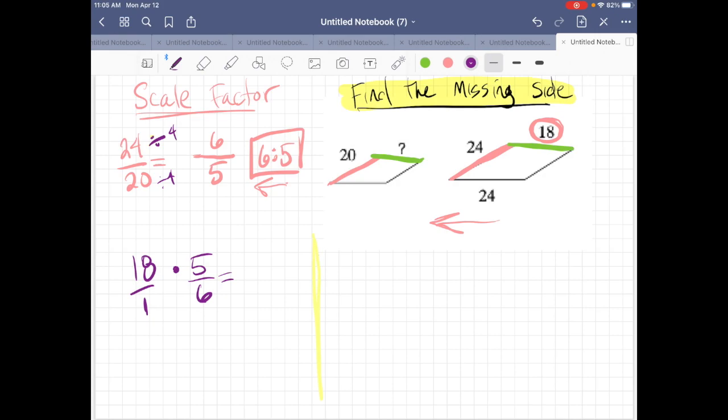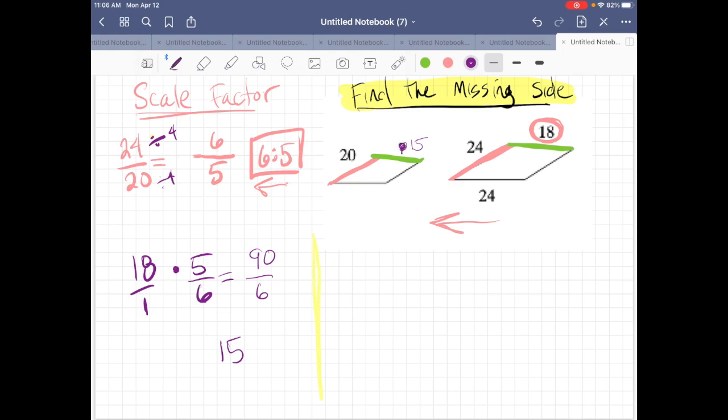So 18 times 5, I'm going to do that on the calculator. 18 times 5 is 90. And then 1 times 6 is 6. And then 90 divided by 6, we're just going to simplify this. 90 divided by 6 equals 15. So our missing side would be 15.